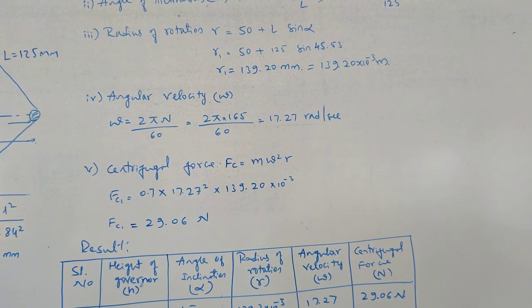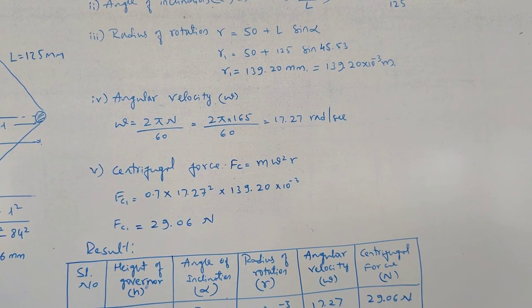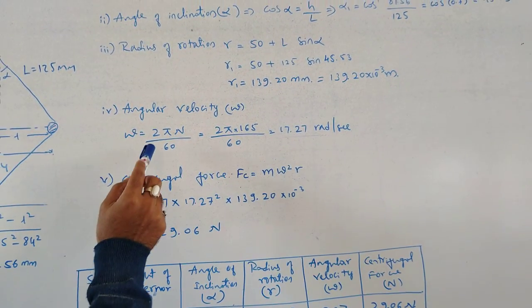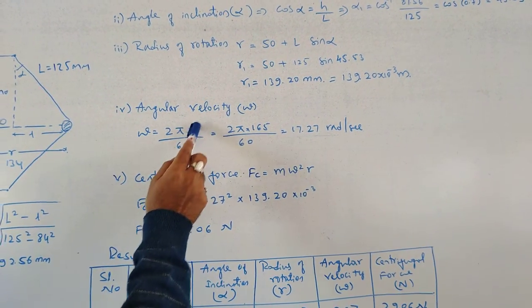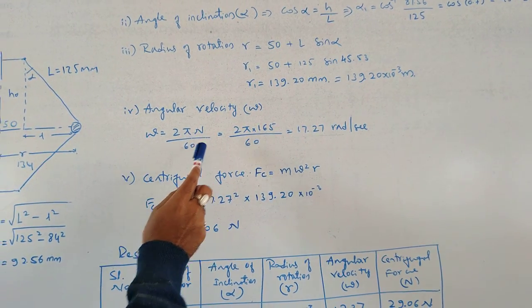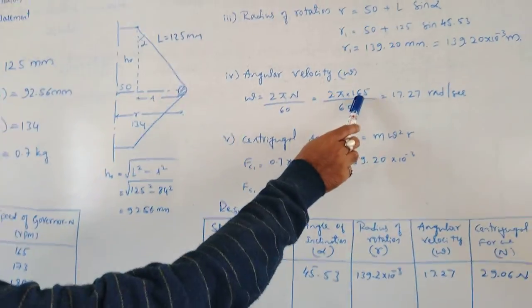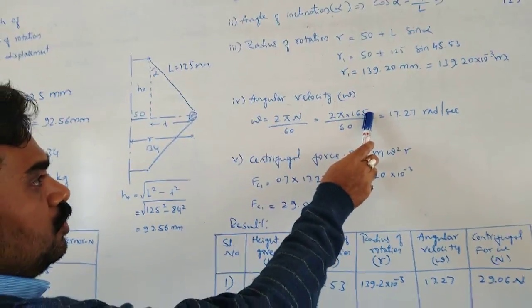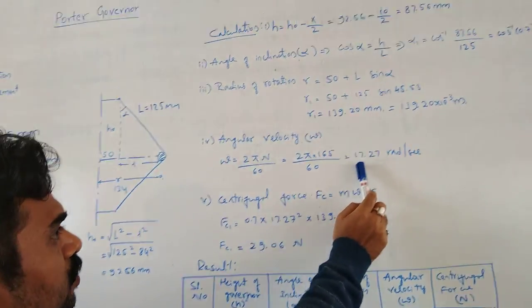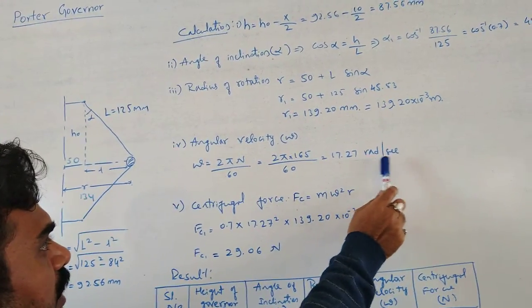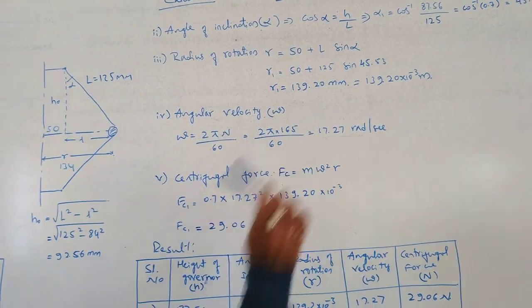Next we have angular velocity omega is equal to 2 pi n by 60. For 10 mm displacement, we have to note down the speed. For 10 mm displacement it was 165 rpm, so 165 rpm needs to be substituted here. It will give 17.27 radian per second as the angular velocity.